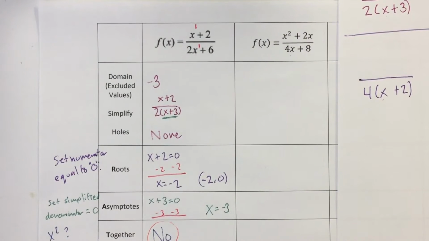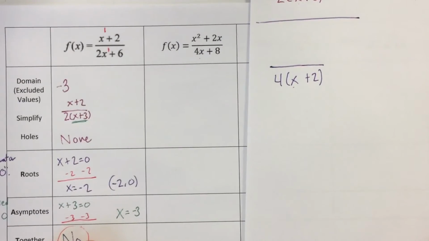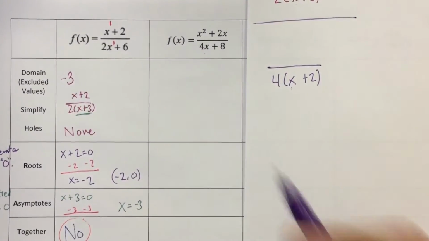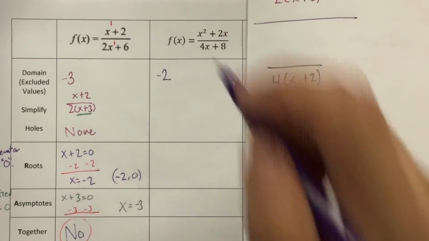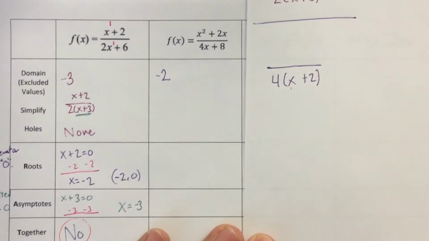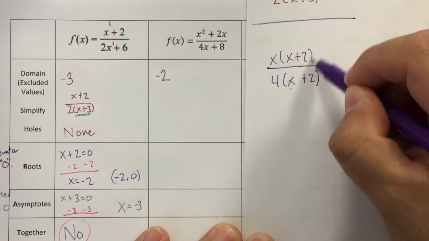Okay. What value makes this 0? Somebody tell me. What value makes that 0? -2, right? -2 plus 2 is 0. So my excluded value is -2. Now, on the top, x squared plus 2x. What's the GCF between those two? X. And x times x is x squared. X times 2 is 2x.